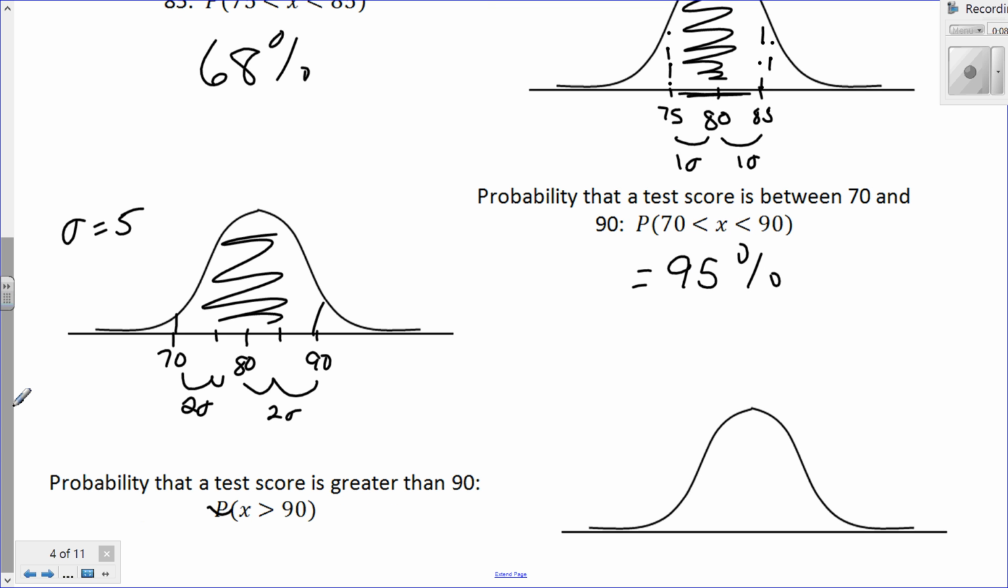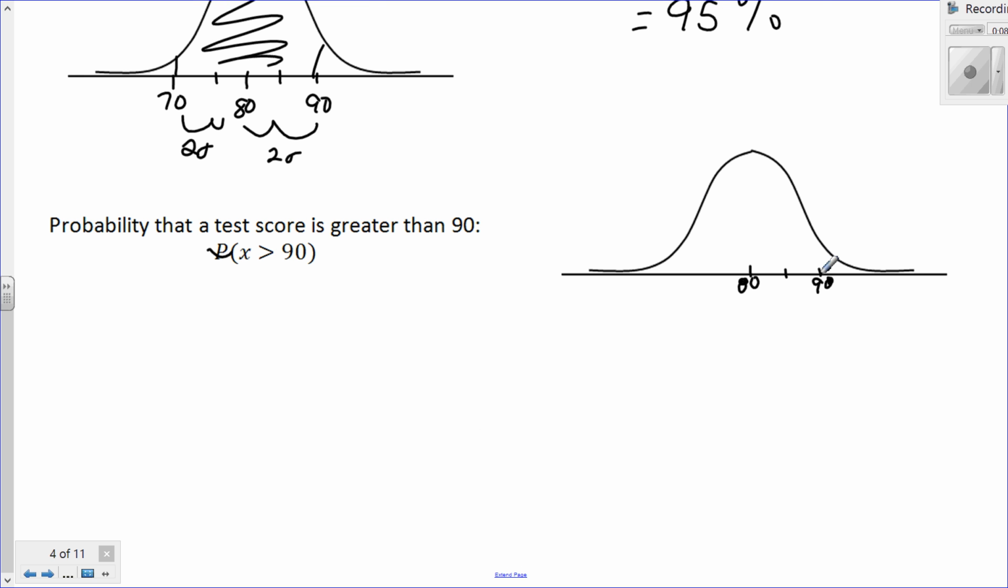And then one last one here. I have to kind of do some mental gymnastics. The probability that a test score is greater than 90. So again, the mean is 80, and 90 would be about here. And I want the probability of this test score being greater than 90, means somewhere out here.